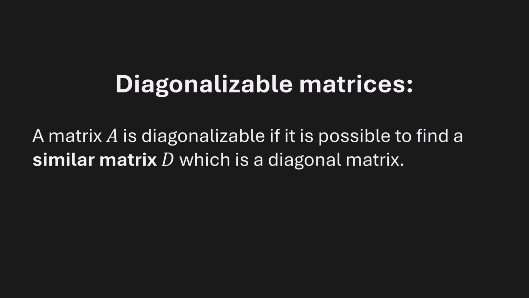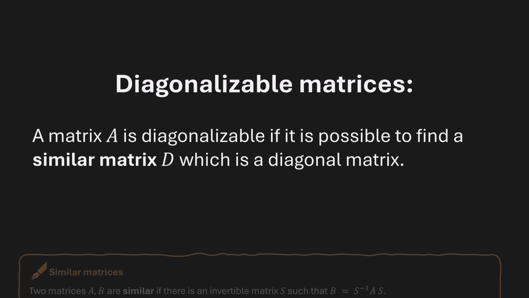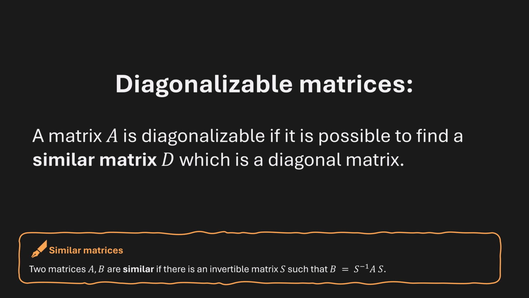A neat property of matrices is that some can be diagonalized. What it means is that for a given matrix A, it is possible to find a similar matrix D which is diagonal. For example, two matrices that represent the same transformation with respect to a different basis are similar, and the matrix S is a change of base matrix. If we can do a change of basis and have our transformation with respect to a basis of eigenvectors, then that matrix will be diagonal.